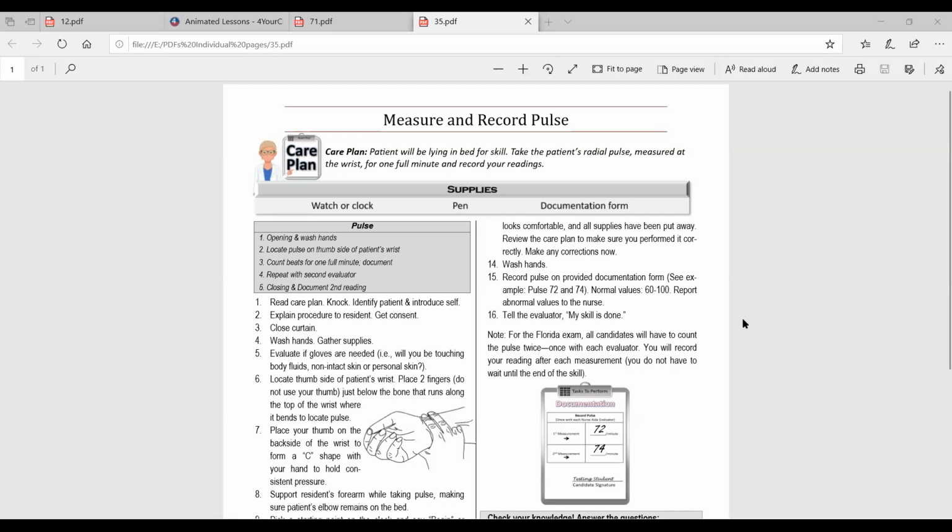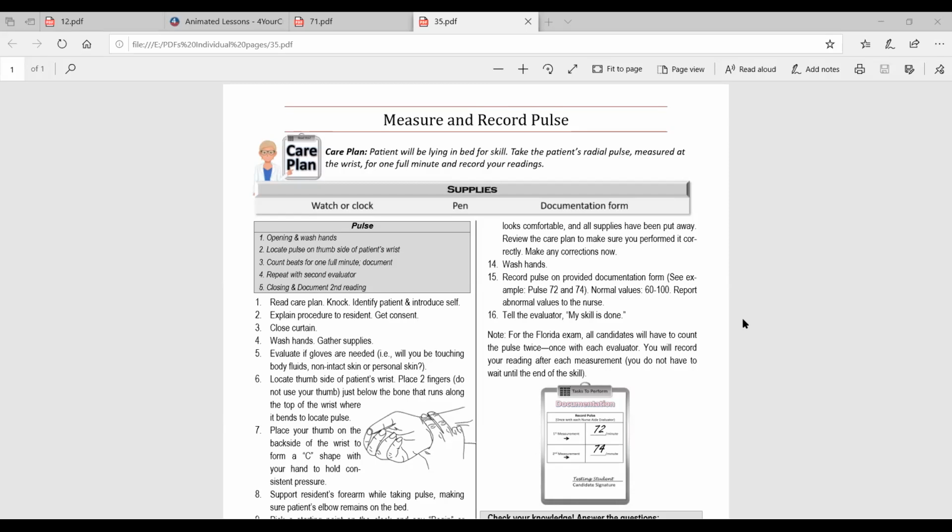Measure and record pulse is the name of this skill. The care plan says the patient will be lying in bed for the skill. Take the patient's radial pulse measured at the wrist for 1 full minute and record your readings. Now that means that we have to count for 1 full minute.